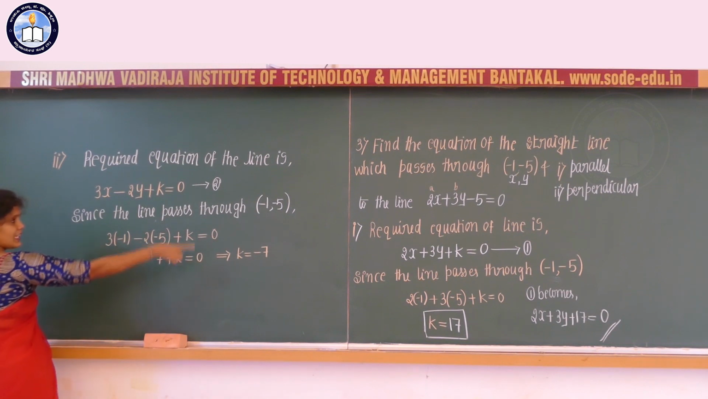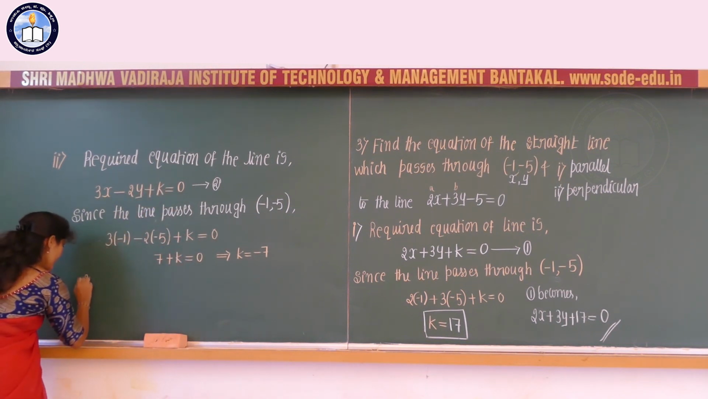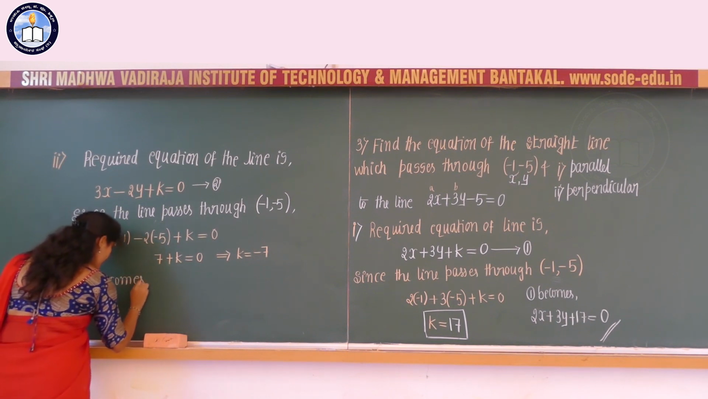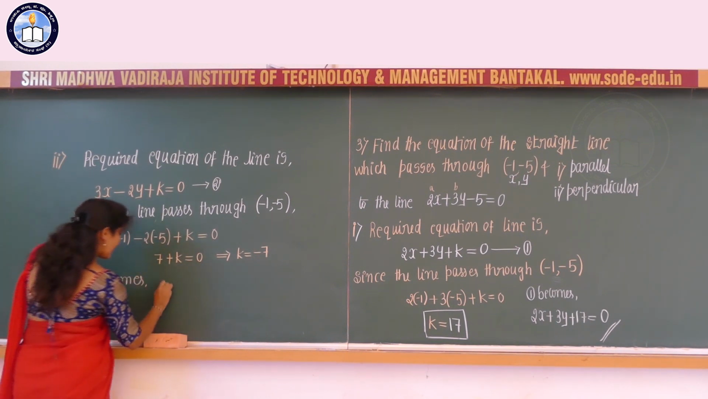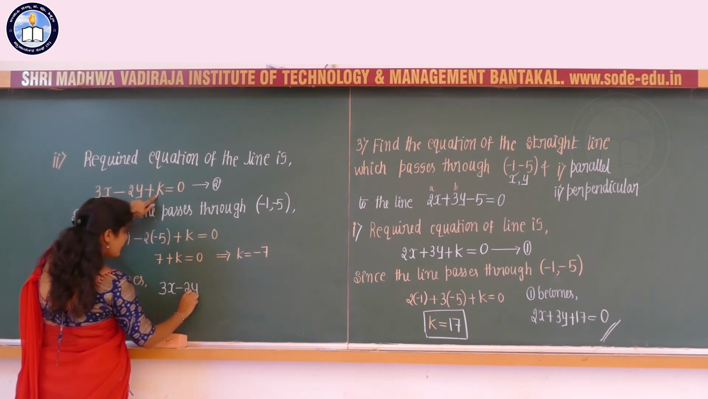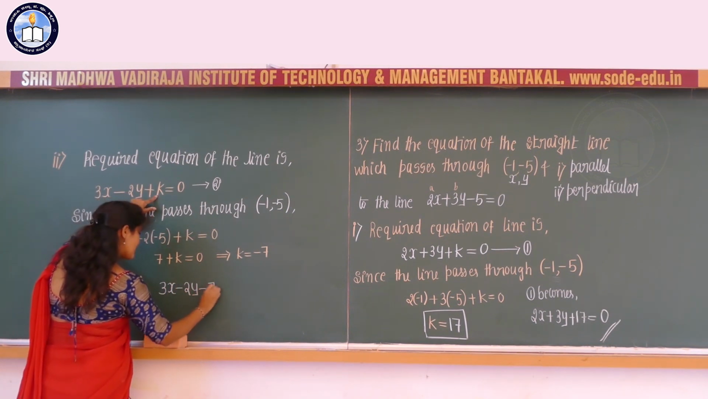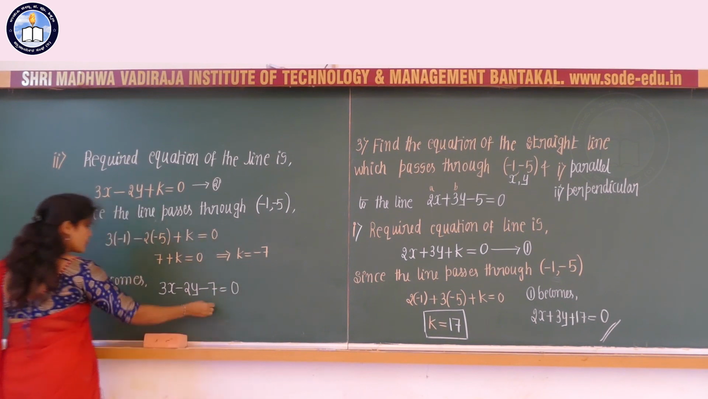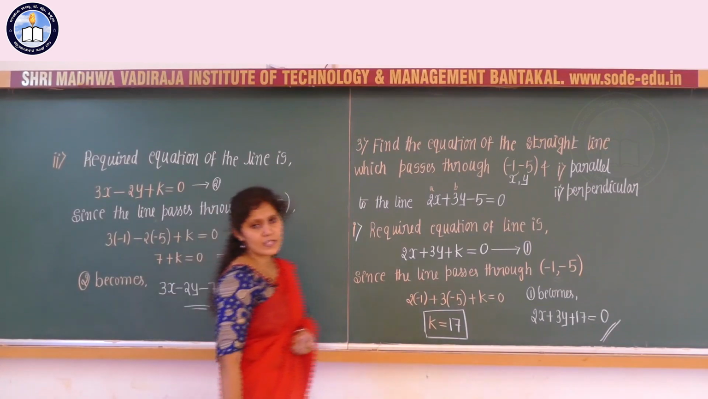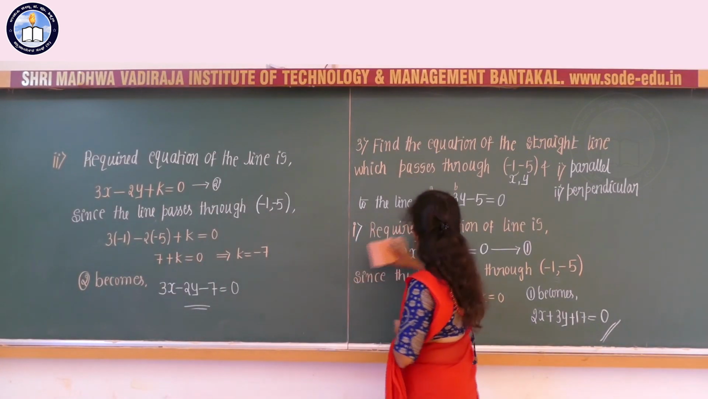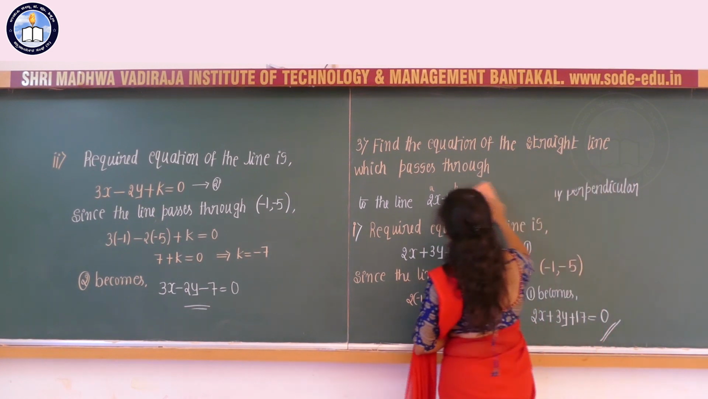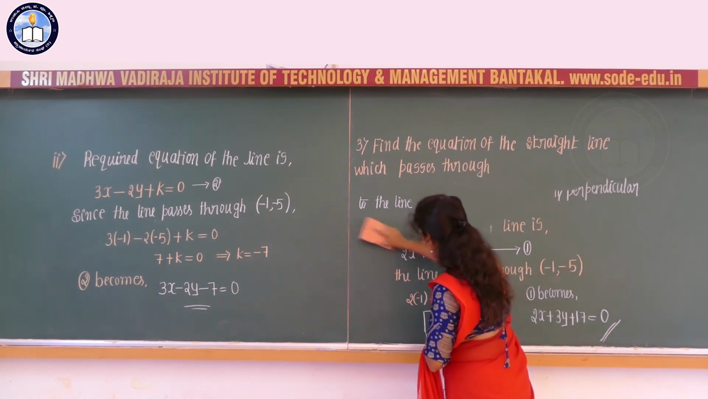I will substitute the k value in equation 2, then equation 2 can be written as 3 into x minus 2 into y plus k, where k is minus 7, is equal to 0. So this we can consider as the required equation of the line which passes through the point (-1, 5) and is parallel and perpendicular to the given line.